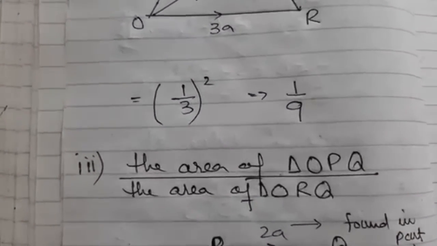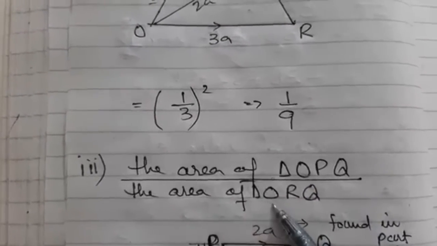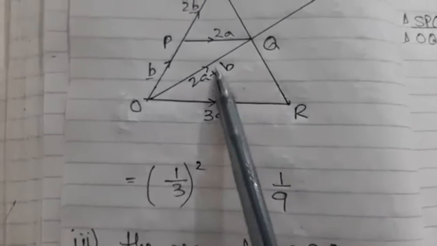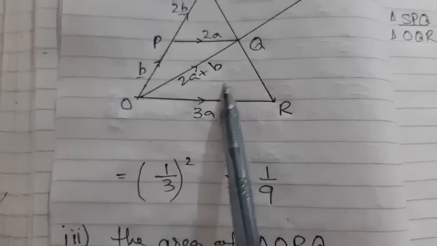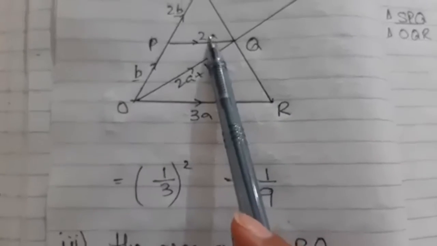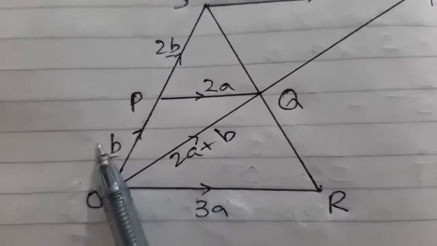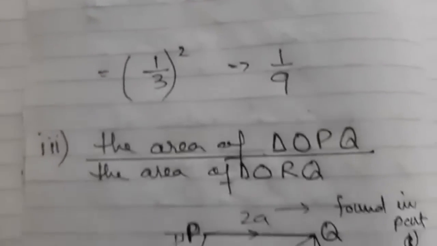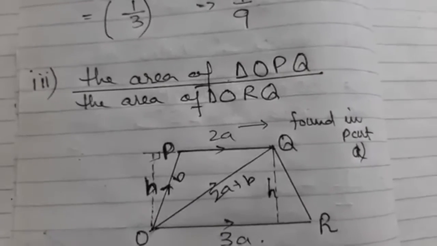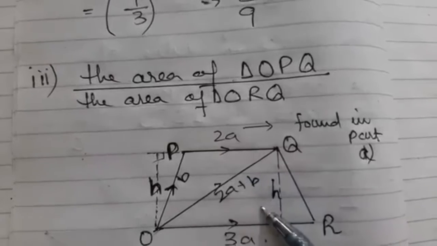Okay, so now the question is saying the ratio of area of OPQ and triangle ORQ. What is OPQ? This is OPQ and this is ORQ. So let me draw this part of the question here. By the way, I have written this because I found this answer in part A, which is 2A. This was given. Now question is saying find out the area of OPQ and ORQ. So this ratio with this.